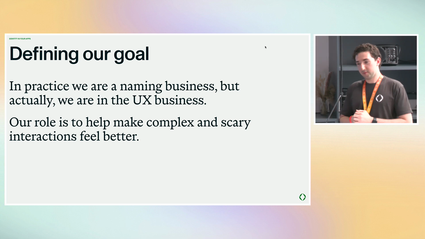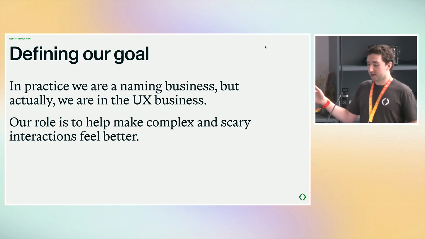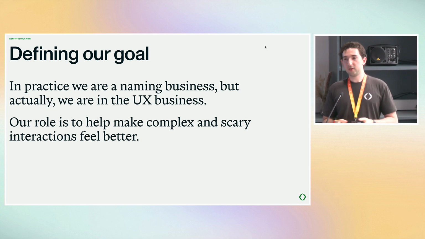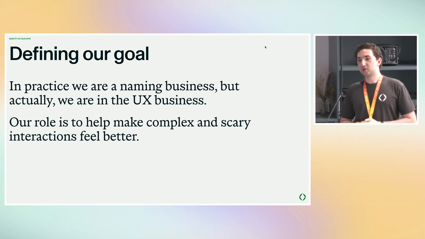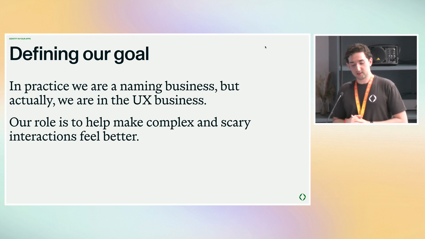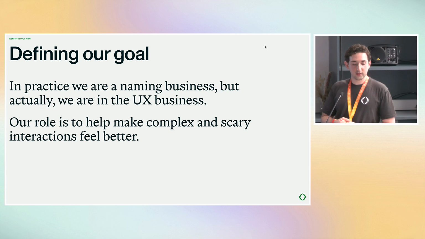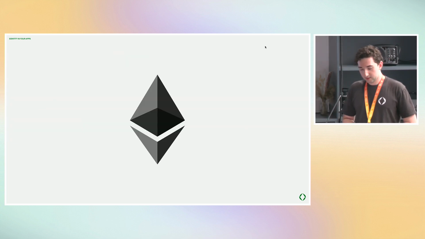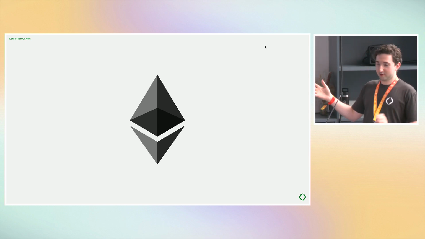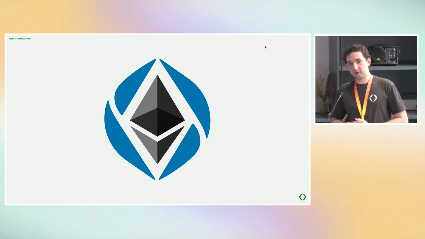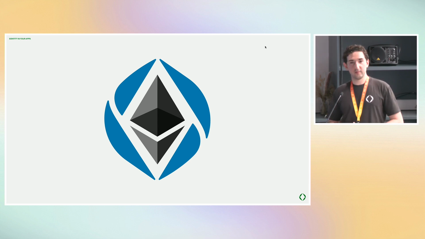Why is it important? So I stole this slide from our designer the other day because I think it's important even for developers to understand what the goal of ENS is. You know, at the surface, it looks like we just sell these names, but really it's a UX business. Our role is to help make complex and scary interactions feel better across the internet. This is Ethereum right here, you know, the Ethereum logo that we all know and love, and the ENS logo is literally meant to be a wrapper around Ethereum. It is to improve the UX of Ethereum and the greater crypto ecosystem.